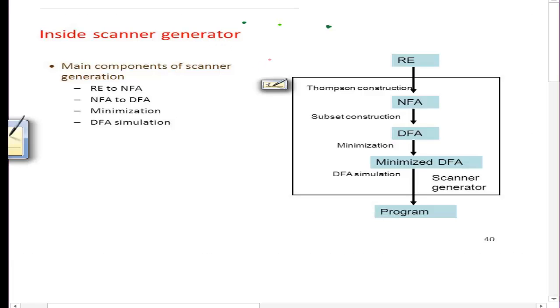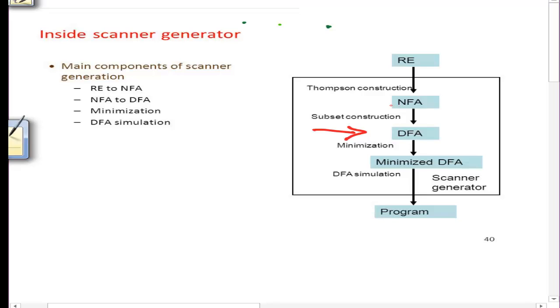Dear students, we have converted in our previous lectures from RE to the NFA using Thompson's construction. Then we did NFA to DFA using subset construction. And now today we are here. That is, from DFA, we're going to get a minimized DFA.